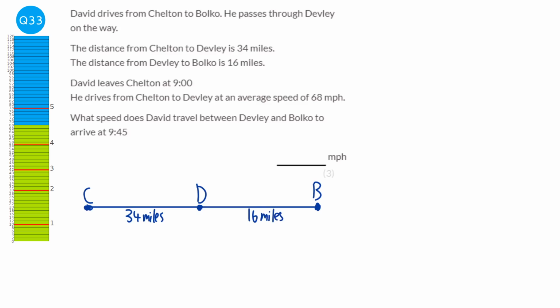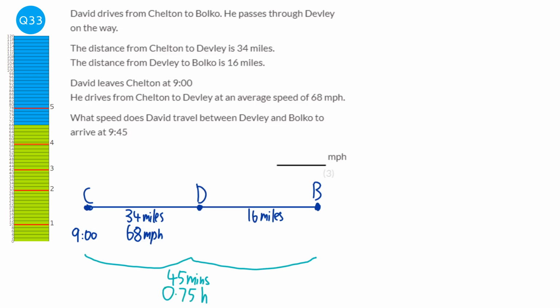David leaves Chiltern at 9 o'clock. He drives from Chiltern to Devley at an average speed of 68 miles per hour. And what speed does David travel between Devley and Bolko to arrive at 9:45? So the whole duration of this needs to be 45 minutes, or 0.75 hours. And the entire distance is 34 plus 16, so that would be 50 miles.